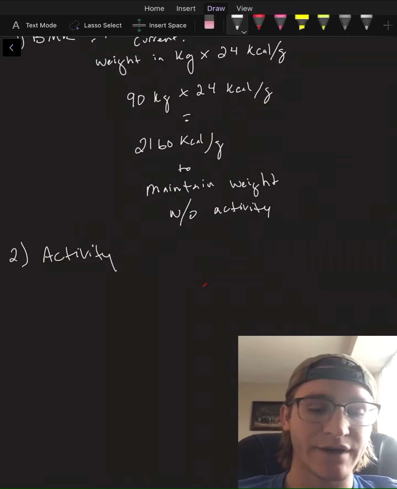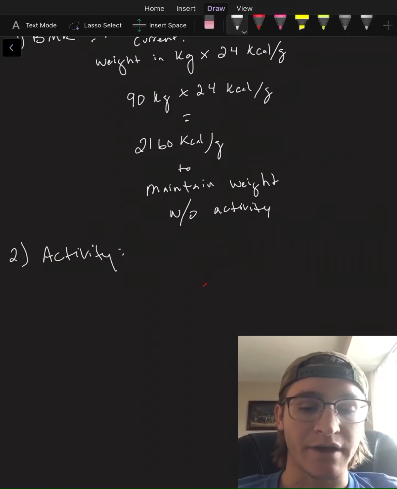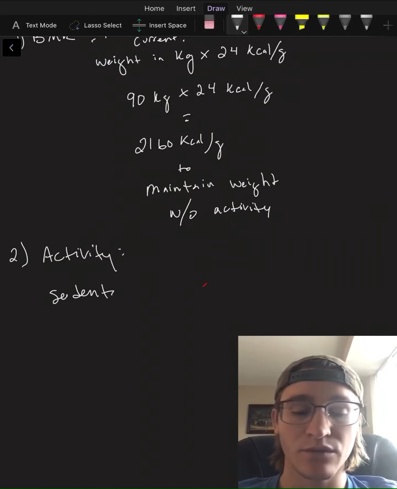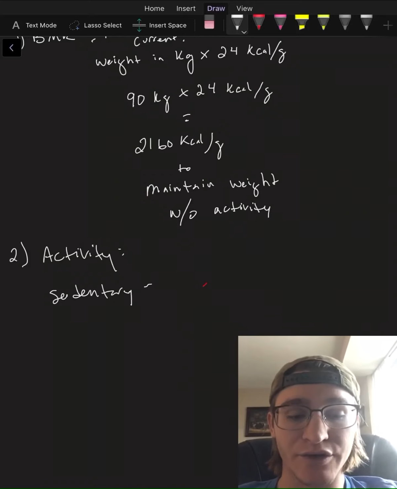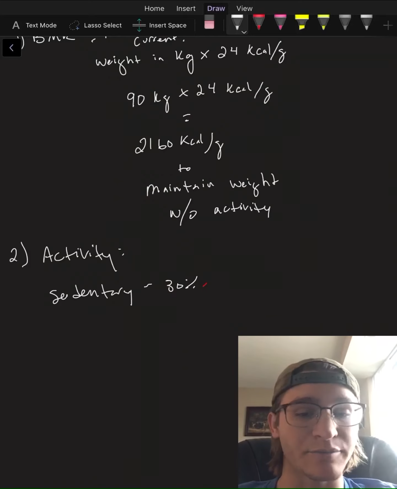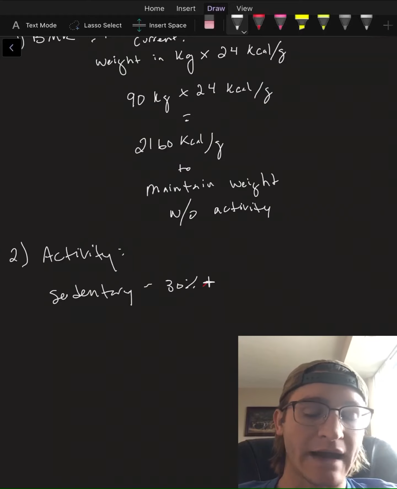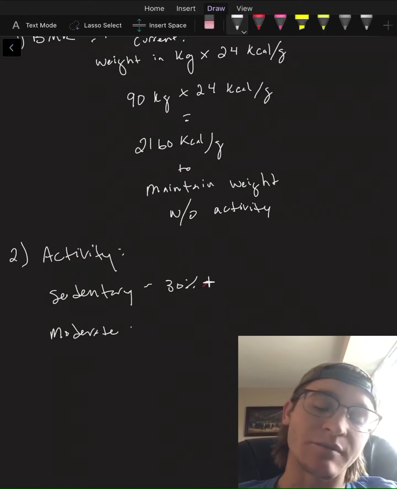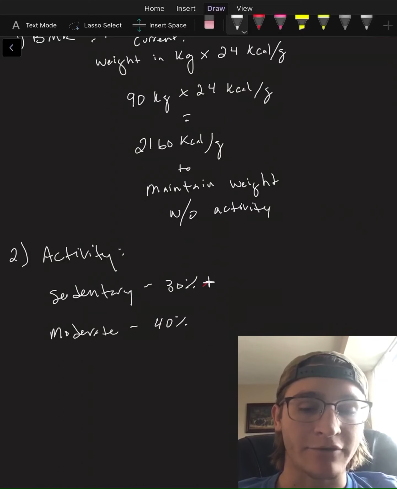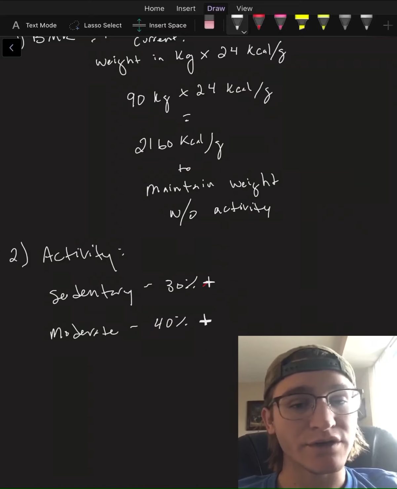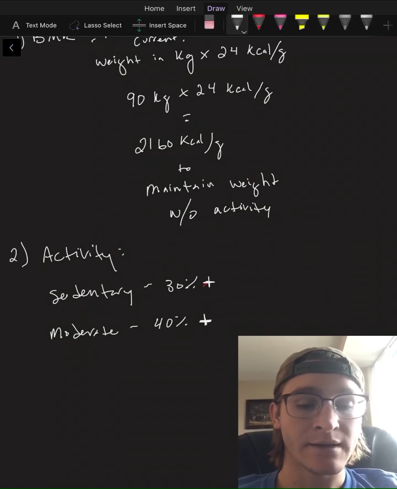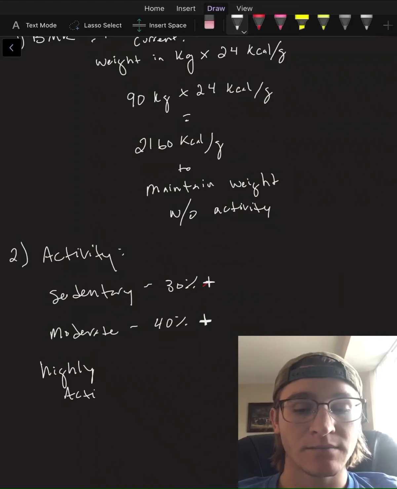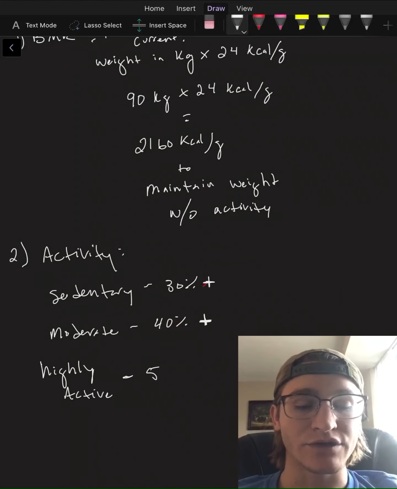So there are 3 different kinds of activity levels and approximations. There's sedentary, which means you're doing less than 30 minutes of activity a day. It's kind of just your base rate. And we're going to add 30% if it's sedentary. If you're moderate, which is about 40%, you're going to add about 40% of your 2,160 kilocalories, or of your daily metabolic rate, and then you're going to add that on. And then your high activity, which is 50%.